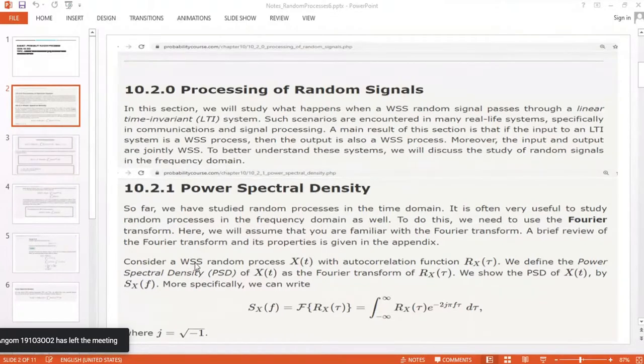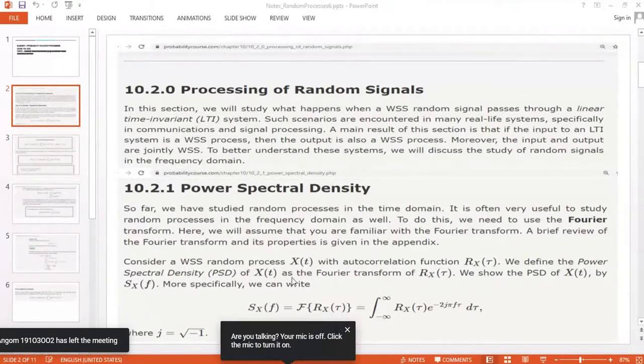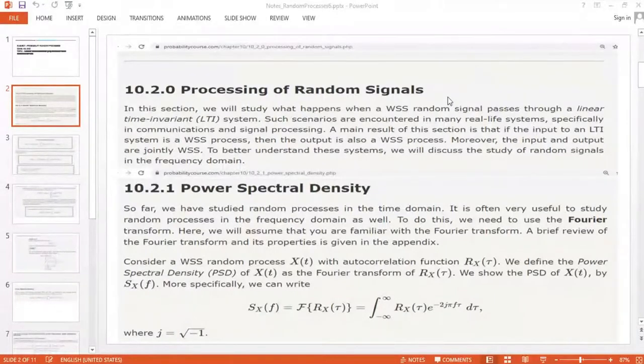wide sense stationary random process, and you say this process is wide sense stationary, it has some correlation function Rx(tau). If we take the Fourier transform of this function of time, Rx(tau), then we will get the power spectral density.